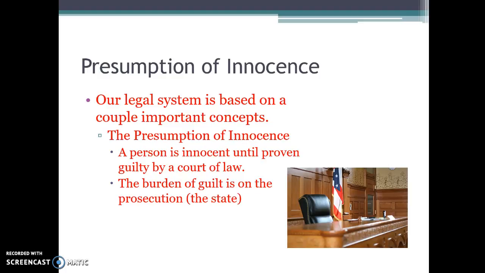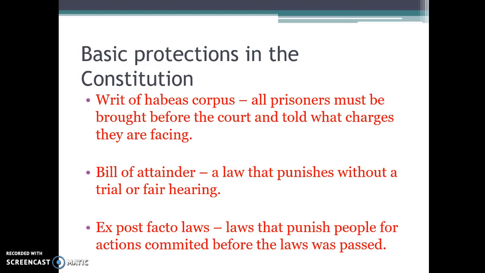What that means is that if a person is arrested on criminal charges, it's not up to that person to prove they're innocent. It's up to the government to prove that person is guilty. In the Constitution itself, Article 1, it lays out three basic protections when it comes to the legal system. The three protections that are listed in the actual Constitution itself are the writ of habeas corpus.